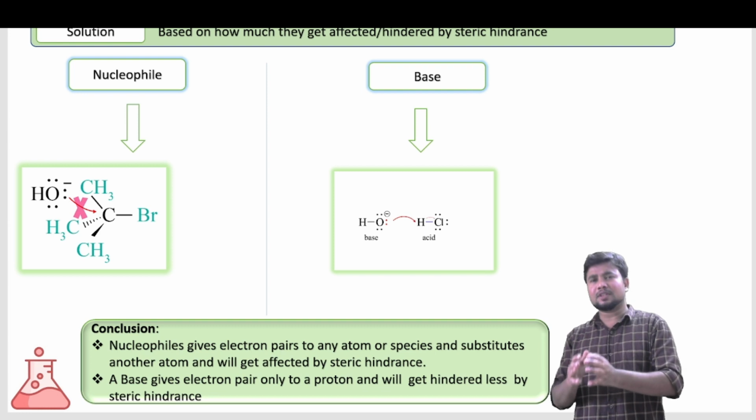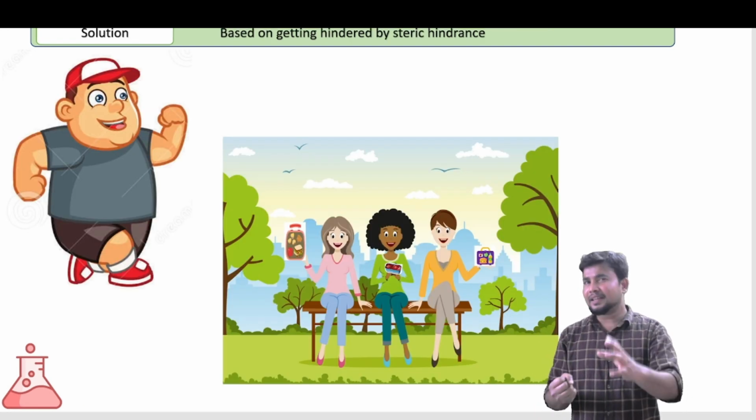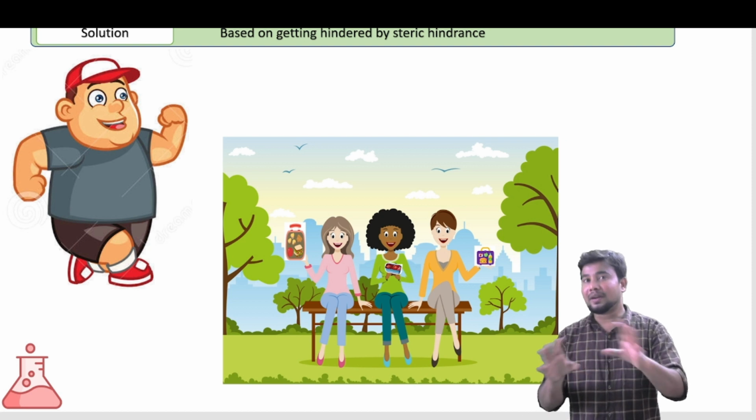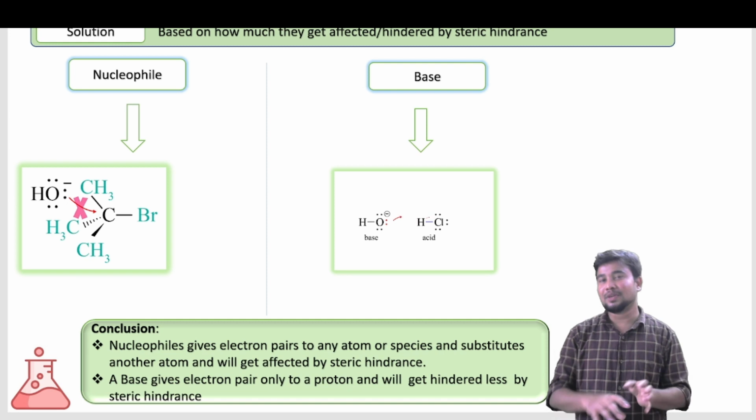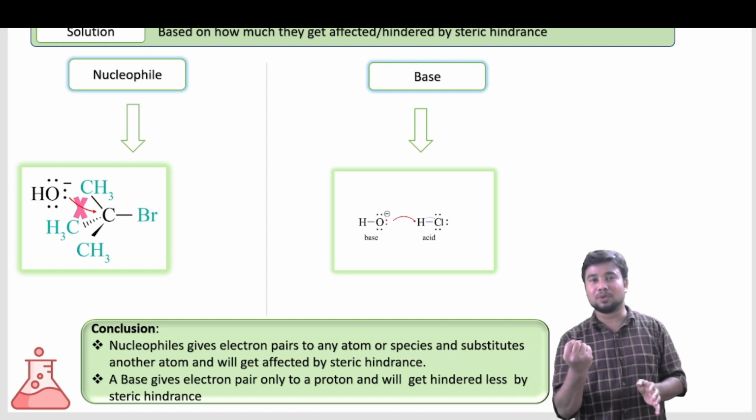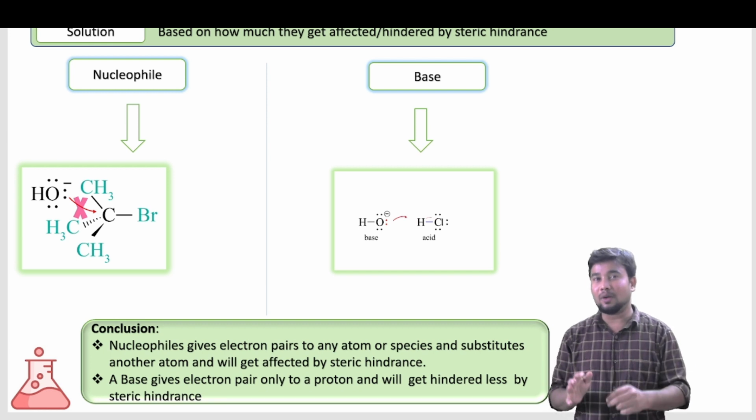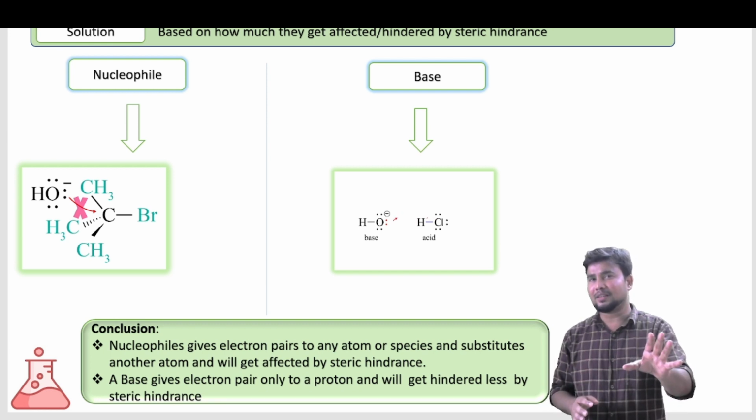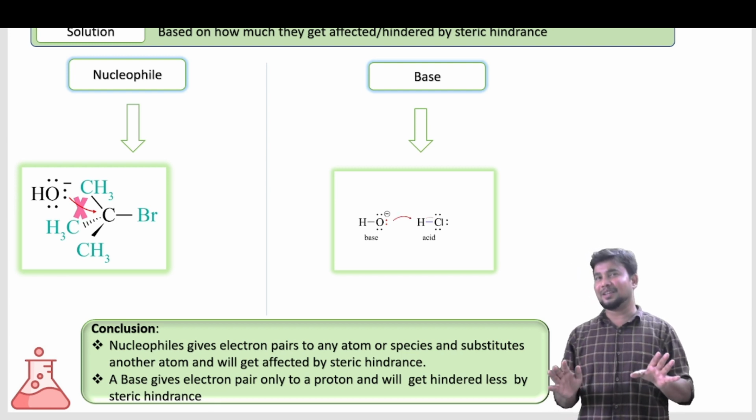On the other hand, when this base is trying to just abstract the lunch and run away, in that case, the size does matter, but not as much as in the case when you try to sit there, right? So that is the action of a base. When a base has to abstract a proton, you would not feel that much steric hindrance as a nucleophile would have felt when it would try to go and attack an atom. Did you understand the difference?